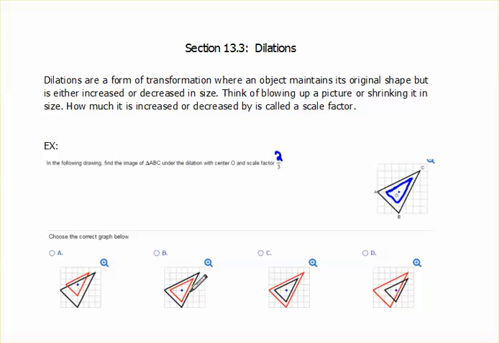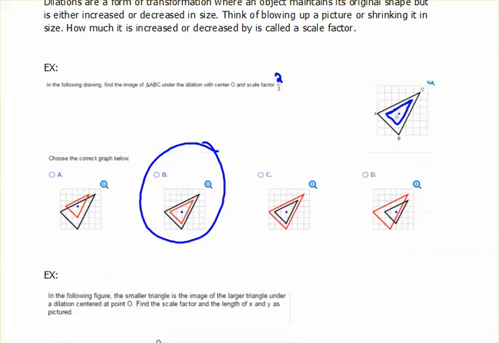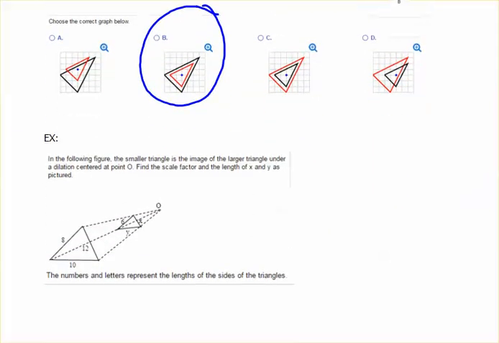Well, they're using red, I use blue, but it has to be this part B. We could eliminate C and D from the beginning because that's blowing it up. That's increasing the size of the original triangle. And also A will not work because the center is not here in the original triangle. They've translated it, moved it over just a little bit. All right, let's see what else we have that we can do here.